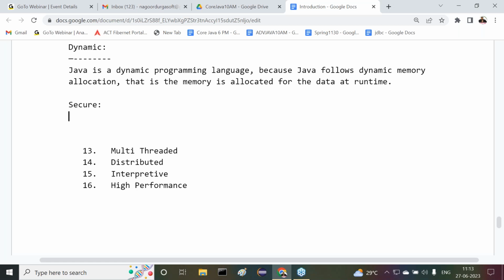Now first of all, tell me, all of you know, Java is providing security at how many levels? 3 levels. What are the 3 levels? Implicit security, web security, network security.